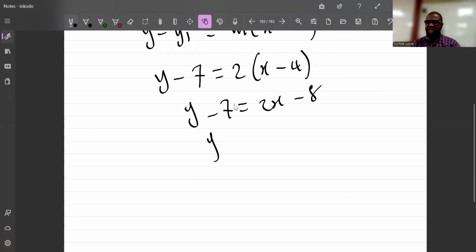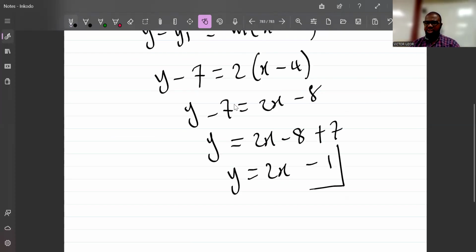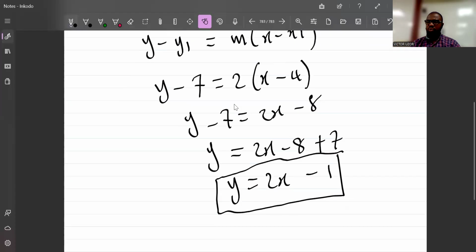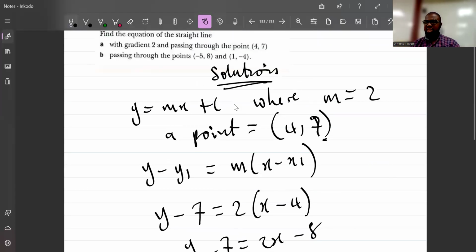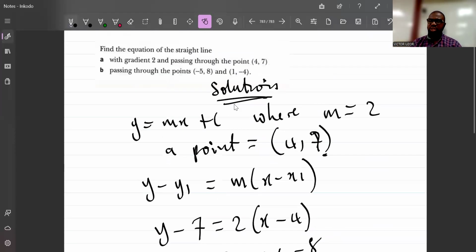And you have y equals 2x minus 8 plus 7. y equals 2x minus 1. Now, this will be your equation of a straight line when you are given the gradient and a point.